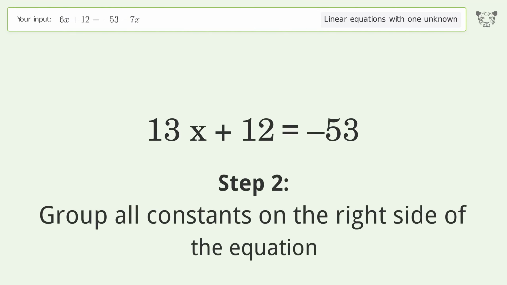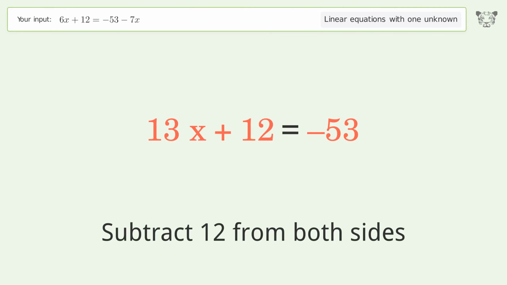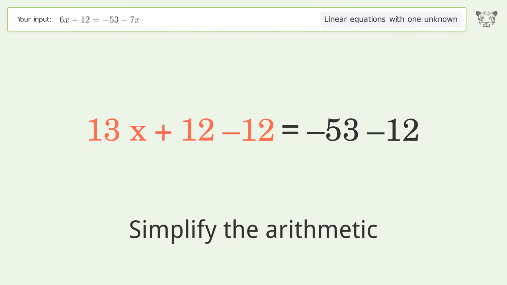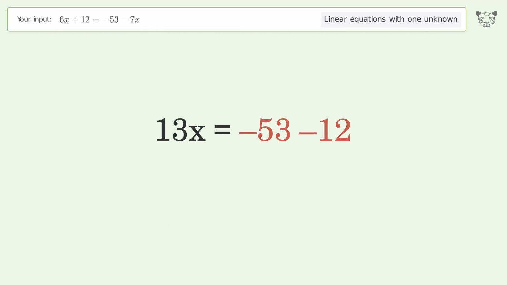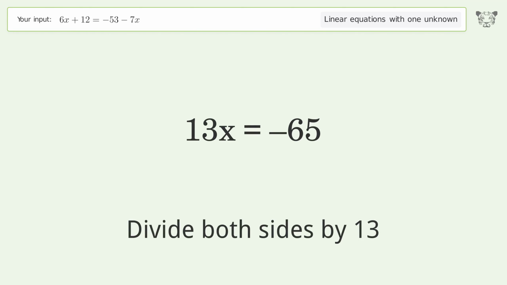Group all constants on the right side of the equation. Subtract 12 from both sides. Simplify the arithmetic. Isolate the x. Divide both sides by 13.